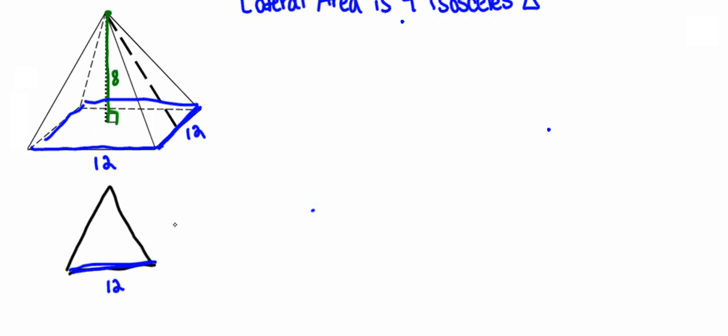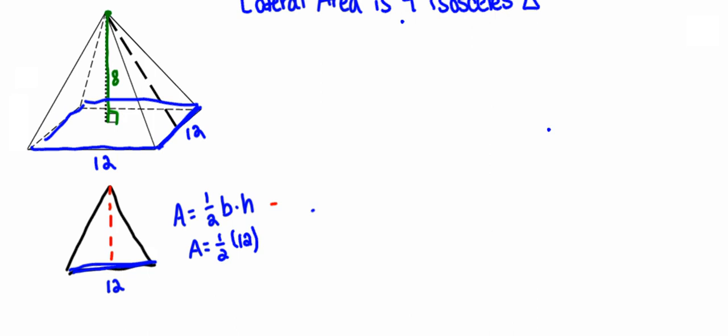And if I want to find the area of a triangle, I need to use the formula 1/2 times base times height, or base times height divided by 2. So I need to know the base of my triangle, which in this case is 12. But I also need to know the height of my triangle, which in this case, I don't know. So the problem becomes, how can I find that segment that represents the height of my isosceles triangle?